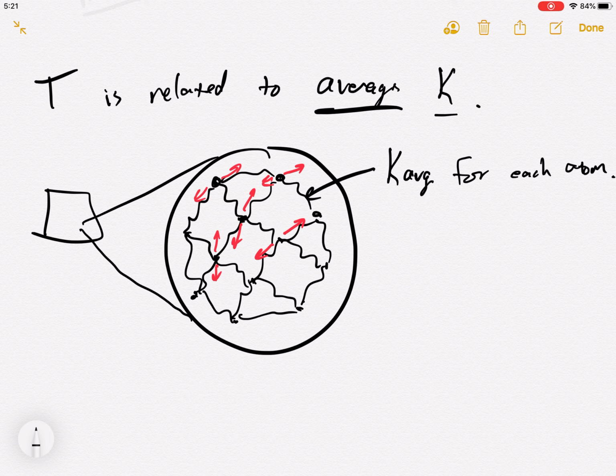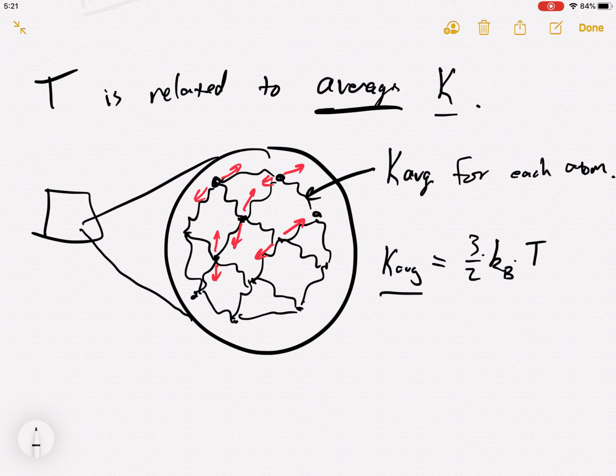And we relate temperature to average kinetic energy. The statistics of this is beyond the scope of this course. I will just say K average is equal to 3/2 kT. So this is literally the average kinetic energy of a single molecule in this object.